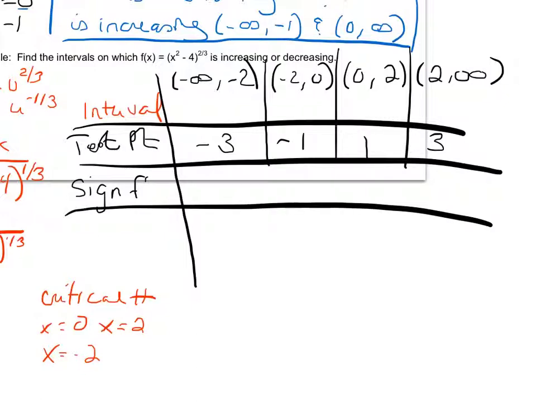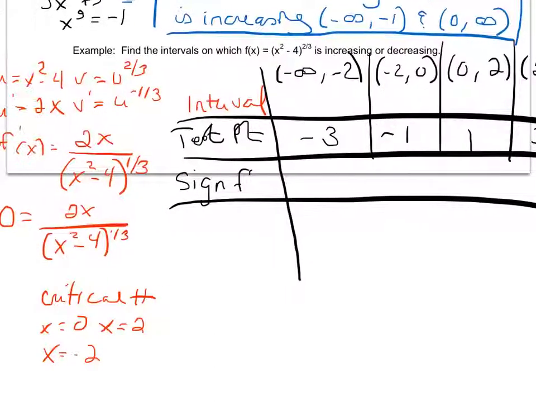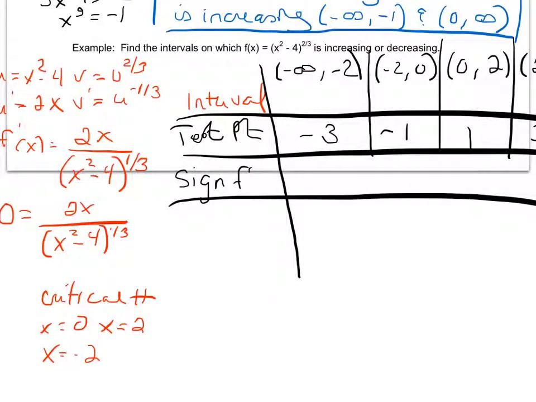When I plug negative 3 into my derivative, I'm going to bounce back and forth a little bit. Plugging negative 3 in, I see that's going to give me a negative on top. And on the bottom, negative 3 squared is 9, minus 4 is positive. So a negative over a positive, my overall sign here is negative. When I plug negative 1 in, I get a negative on top, and on the bottom I'm going to have 1 minus 4, which will be a negative. Cube root of a negative is still negative, so I'll have negative over negative, which is positive.